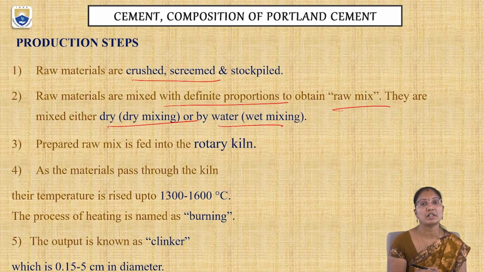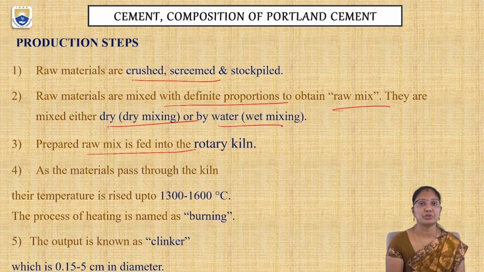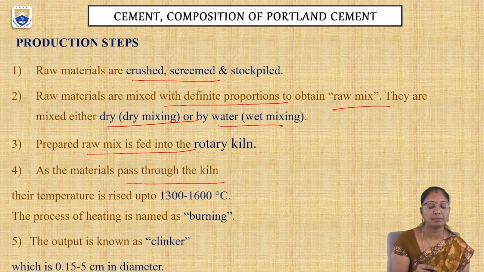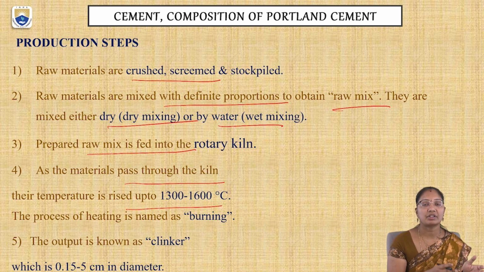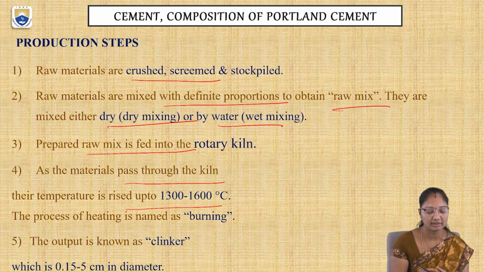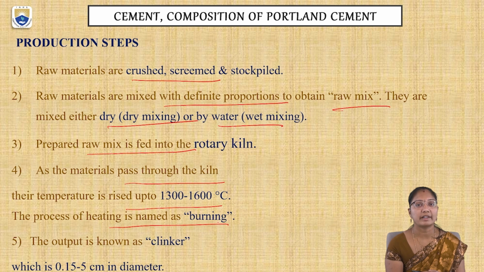In the presence of water and without water, they will first mix. The prepared raw mix is fed into the rotary kiln, which rotates, and a high temperature will be there in the kiln. As the material passes through the kiln, the temperature rises up to 1300 to 1600 degrees centigrade. So, starting from 200 to 300, it was raised to around 1300 to 1600 degrees centigrade. This process is called burning.